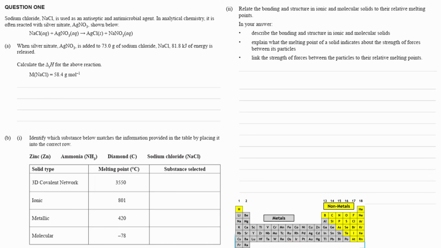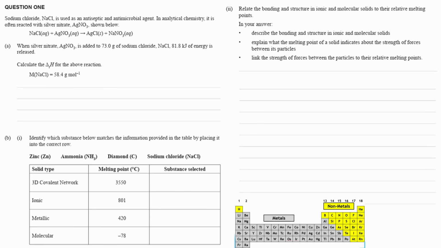the following: sodium chloride, NaCl, is used as an antiseptic and antimicrobial agent. In analytical chemistry, it is often reacted with silver nitrate, as shown below. Now, these first 2 sentences are context. If we don't quite understand all the words they're talking about, it doesn't really matter. We don't need the first 2 sentences to answer the question.